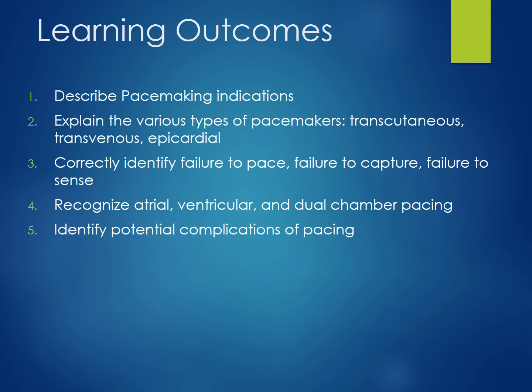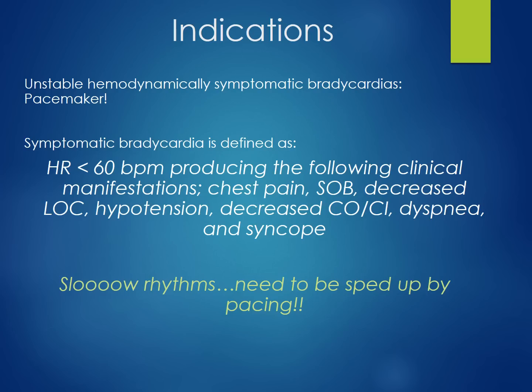We're going to focus on why someone would need a pacemaker, or those pacemaking indications. We'll review different types of pacemakers and then focus on what could go wrong once someone has a pacemaker in place. And that includes general complications as well as the malfunctions of a pacemaker, such as failure to capture, sense, and pace. And then we'll also look over a few EKG strips so that you can identify single and dual chamber pacing.